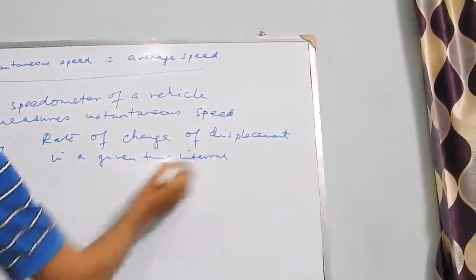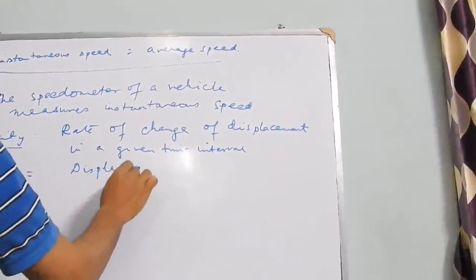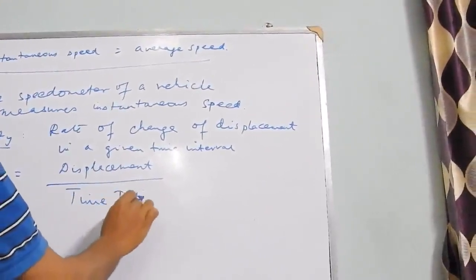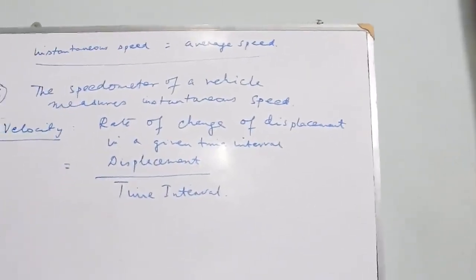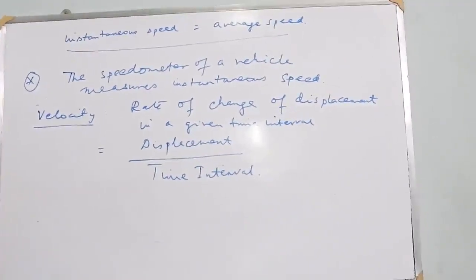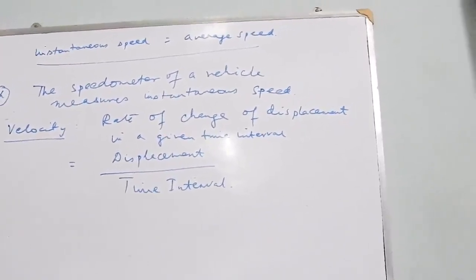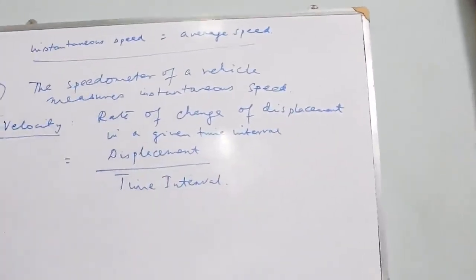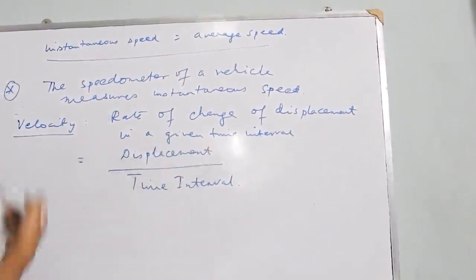So you can just say that the velocity is displacement divided by the corresponding time interval in which the displacement has occurred. Again, like speed, this result produces an average value. We can also say that velocity is the distance traveled by a body in a given time interval in a specific direction, because displacement is nothing but distance traveled in a specific direction.